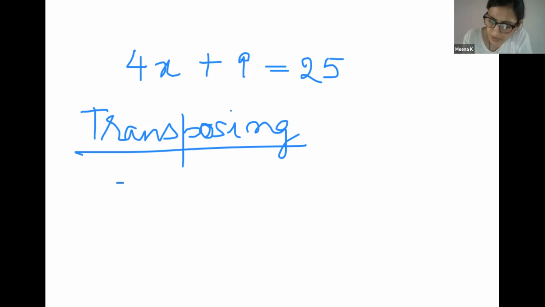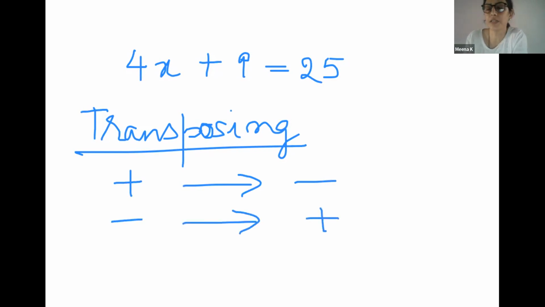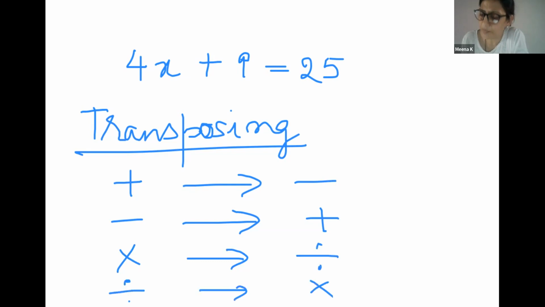So when we are transposing from one side to the other, the sign changes. The addition sign, when it changes the side, will become a subtraction sign. Subtraction sign will become addition, right? Ma'am, when we take the number from RHS, it changes. Yes, addition will become subtraction, subtraction will become addition, multiplication will become division, and division will become multiplication. We will see some examples and it will become more clear.